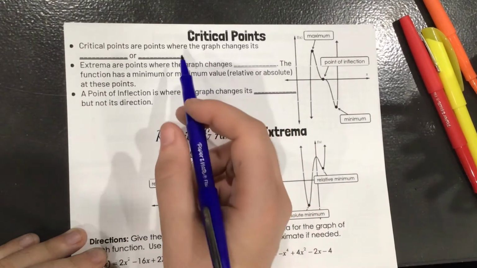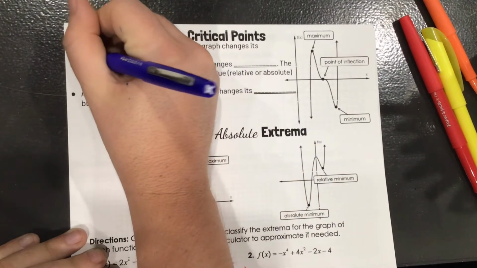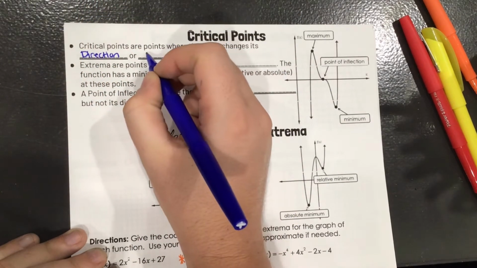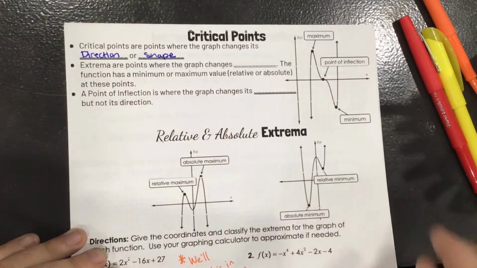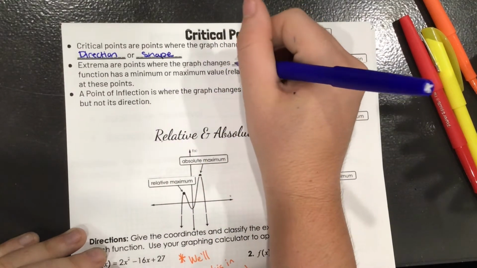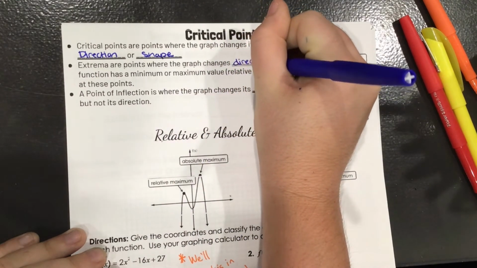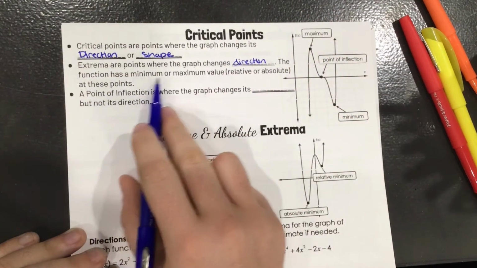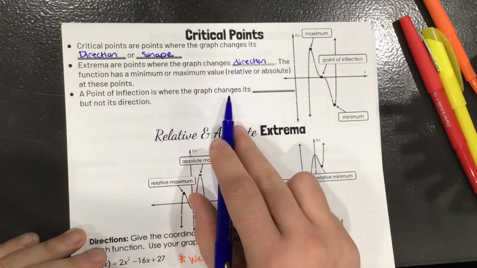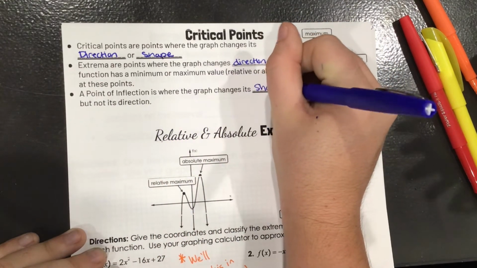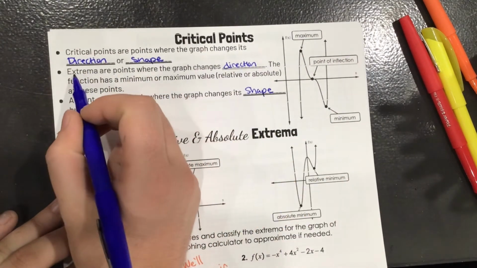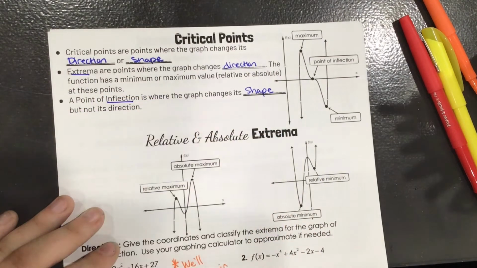Critical points are where the graph changes its direction or shape. Extrema points are where the graph changes direction. The function has a minimum or maximum value, relative or absolute, at these points. A point of inflection is where the graph changes its shape. So critical points are either extrema or points of inflection.